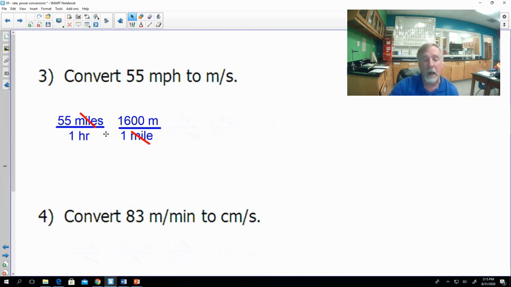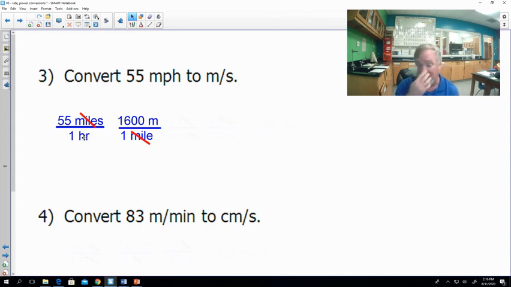Let's take care of our time. Right? We started with hours. We know we're going to seconds. So we have to put in a factor here to go from hours to seconds. Well, unless you happen to know that off the top of your head, I don't remember that. But I know how to go from hours to minutes and then minutes to seconds. So let's take our hours and convert them into minutes. 1 hour is 60 minutes.